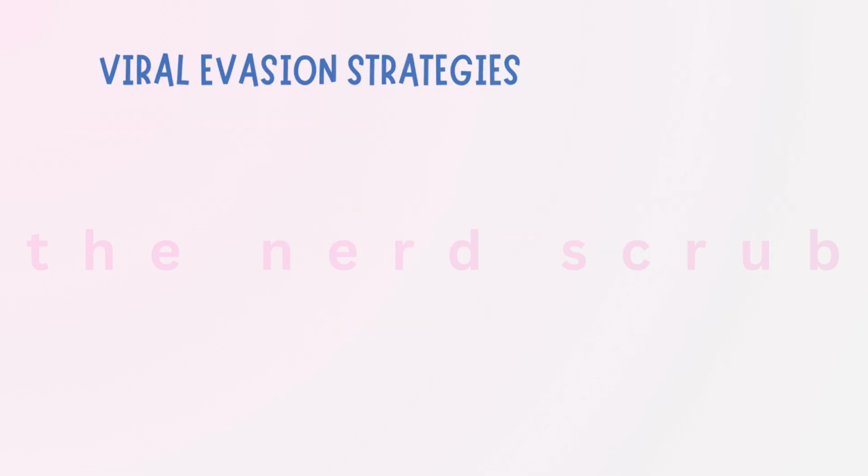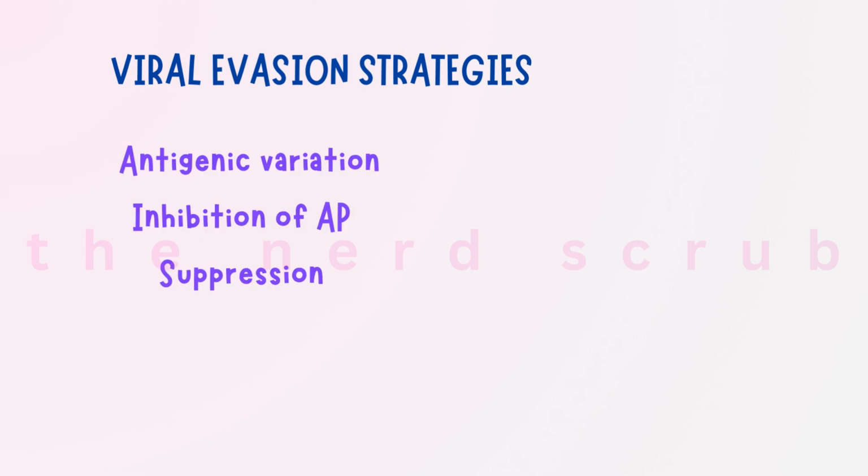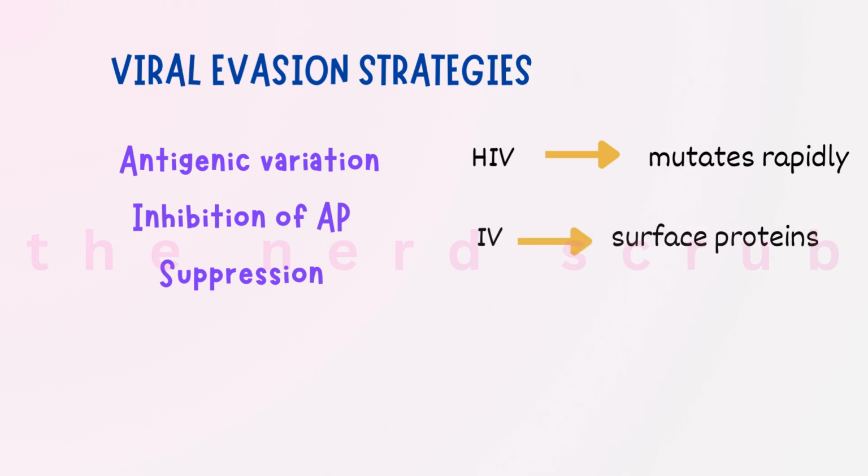Viruses have evolved to evade the host immune system, and these strategies include antigenic variation, inhibition of antigen presentation, and suppression of immune cell function. For example, HIV mutates rapidly, allowing it to escape detection by the immune system. And influenza virus can change its surface proteins through antigenic shifts and drifts, making it challenging for the immune system to recognize and combat them effectively.